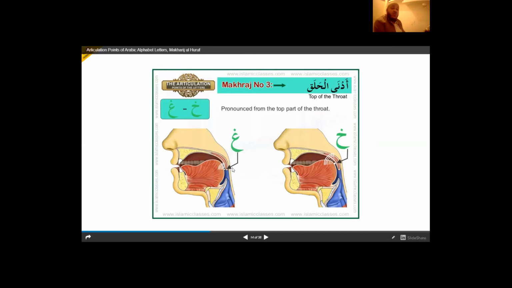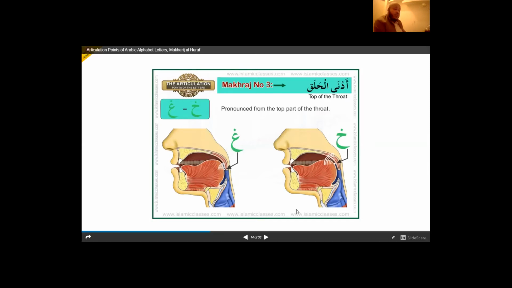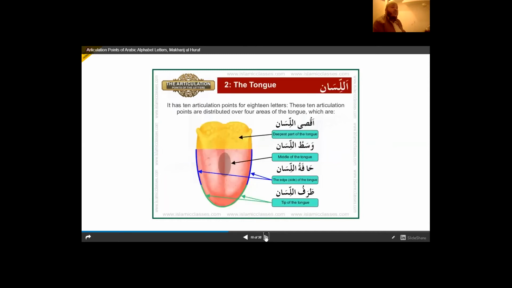Ghufranak, ghu, ghra. The tonsils, all the way at the bottom. For those that have not studied in detail, these images will help you understand much clearer. Now, those were the 6 letters related to the throat.